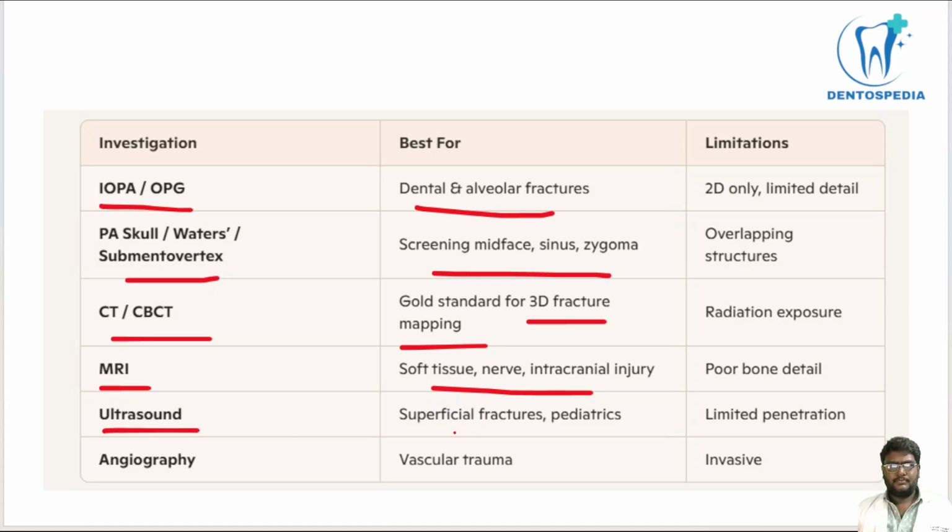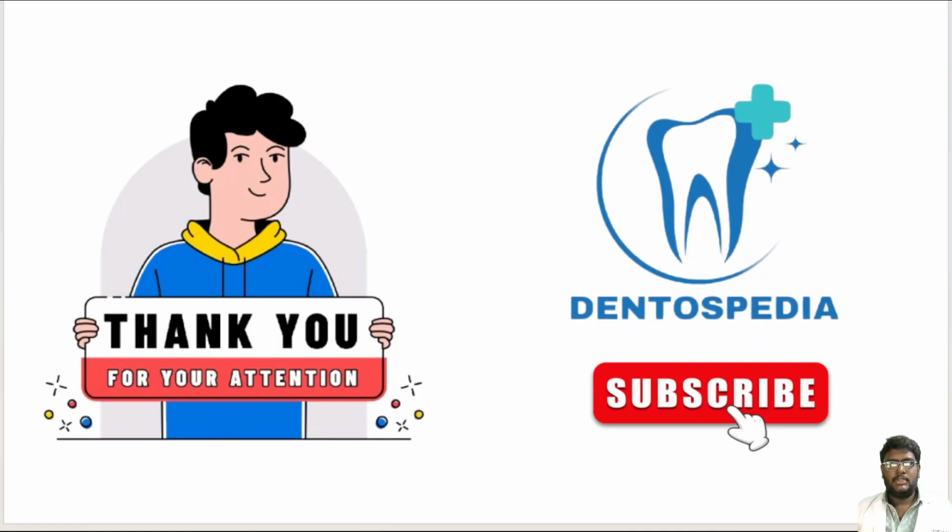And for superficial fractures and in pediatric patients we can use ultrasound, and if any vascular trauma is detected we can use angiography. Okay, and this is all about the list of investigations which we use for maxillofacial trauma, and we'll meet again in the next class.